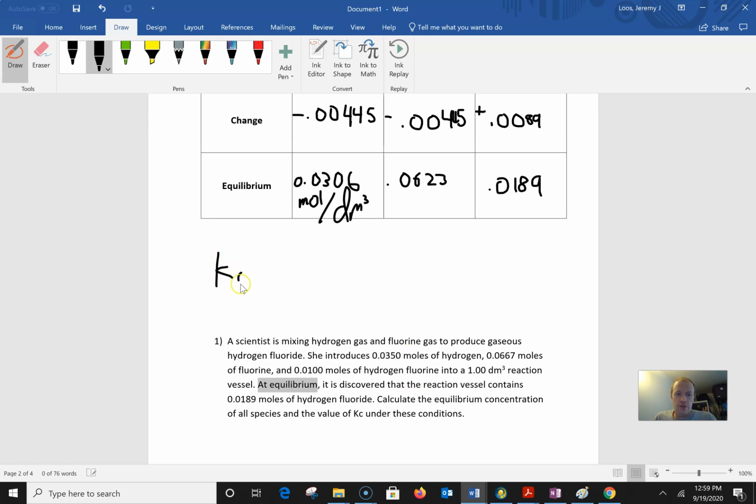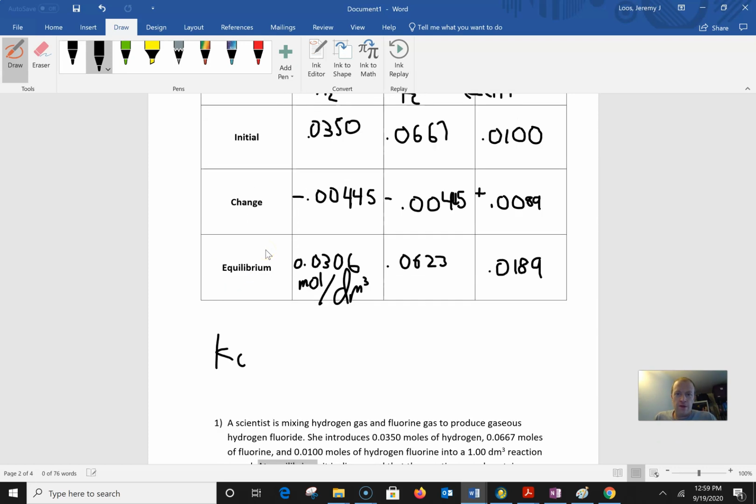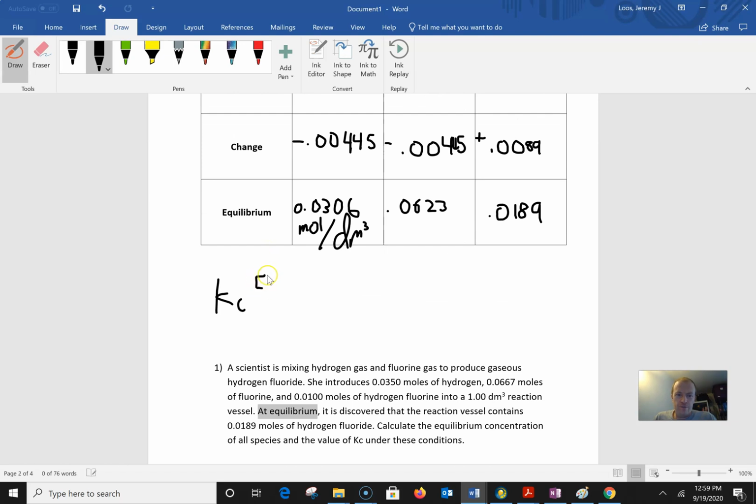Okay, well, the equilibrium expression, product's on top, so it'd be HF, and then we're going to square that. Of course, this is an equal sign that I'm missing here. And then H2 over F2. And then we're going to go ahead and substitute the actual equilibrium values that we got there.